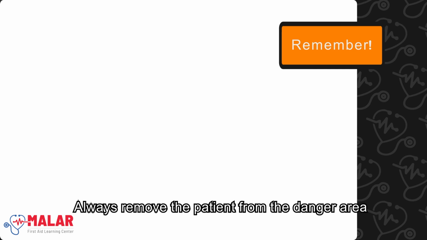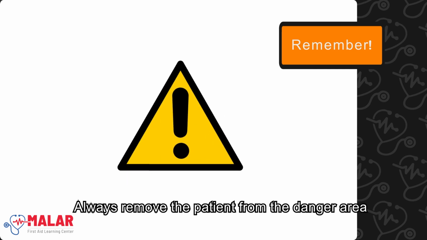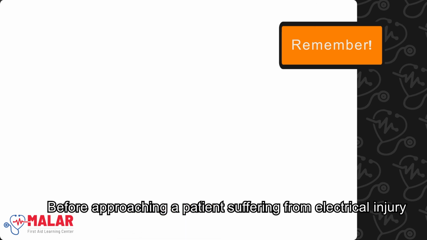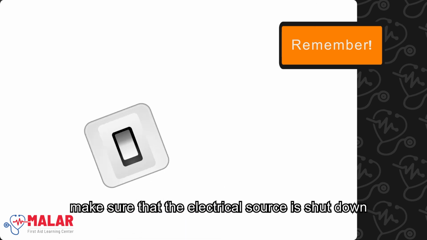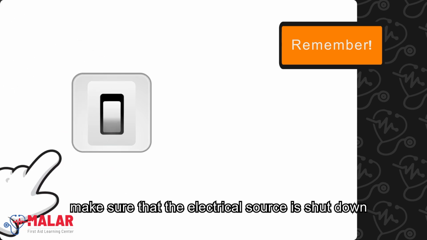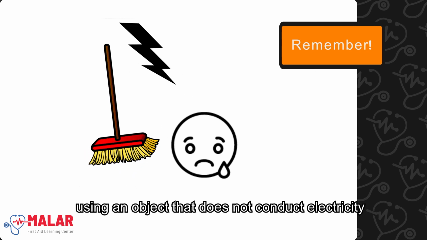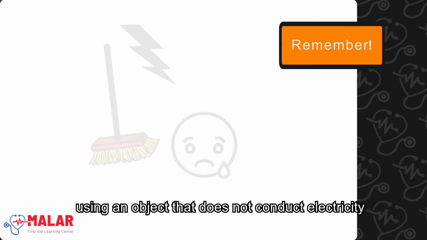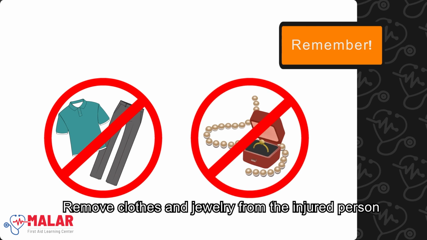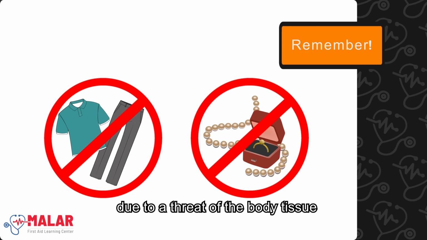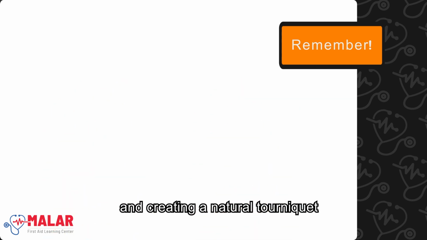Remember, always remove the patient from the danger area or from dangerous factors. Before approaching a patient suffering from electrical injury, make sure that the electrical source is shut down or remove the injured person from the electricity source using an object that does not conduct electricity. Remove clothes and jewelry from the injured person, but only if it's possible and they are not stuck, due to a threat of the body tissue swelling towards them and creating a natural tourniquet.